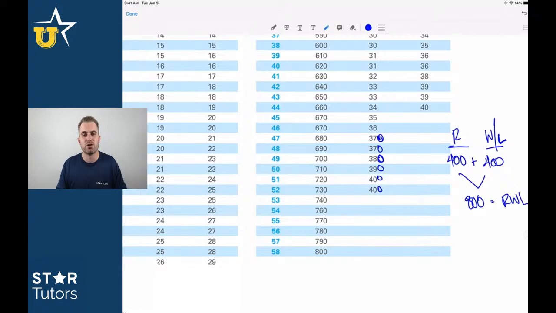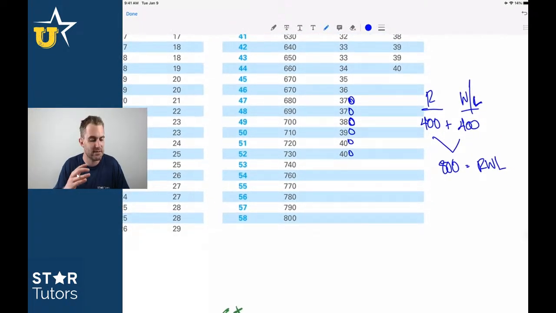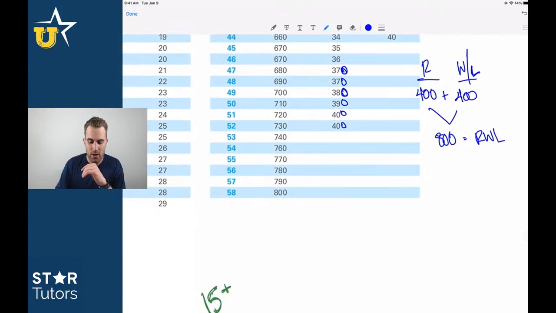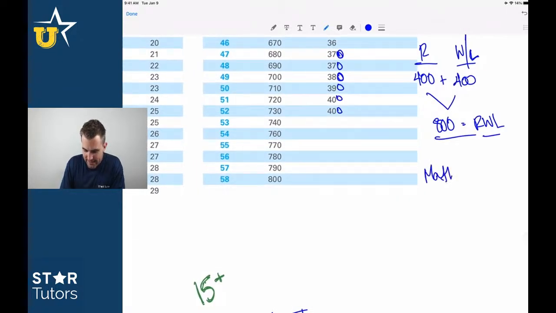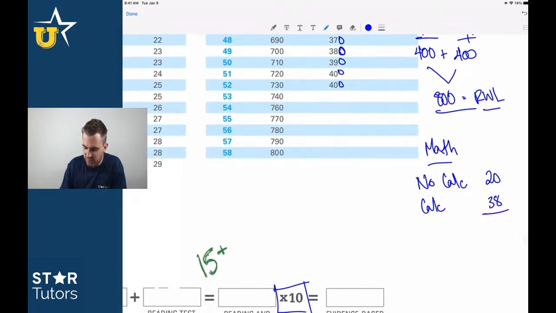And even for exceptionally strong scores on this test, understanding the scale is something that seems to slip through the cracks. It seems to be something that nobody thinks about. Yet the first 15 to 30 minutes of this video is going to be the most important part of the video. Nothing that we do in terms of concept review going forward is going to be nearly as important as what we're looking at right here. So again, 800 for the RWL. And then we'll remember that the math section, the no calc has 20 questions, calc has 38, which is a total of 58.